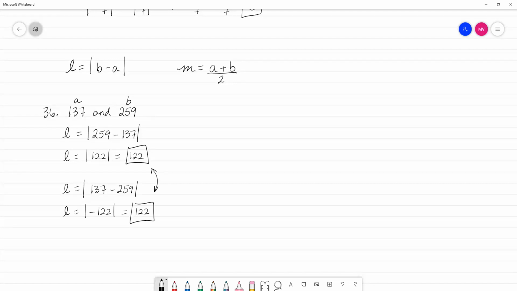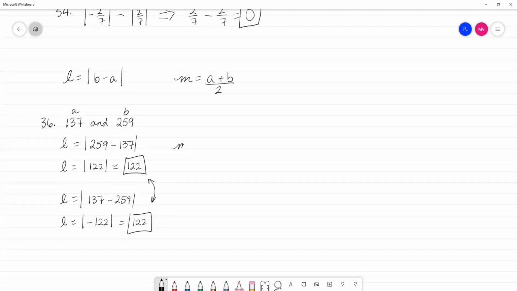So let's go ahead and find the midpoint. So the midpoint equals A, again, doesn't matter which order you do it in. I just like to do the first one A and the second one B, plus 259 divided by 2.